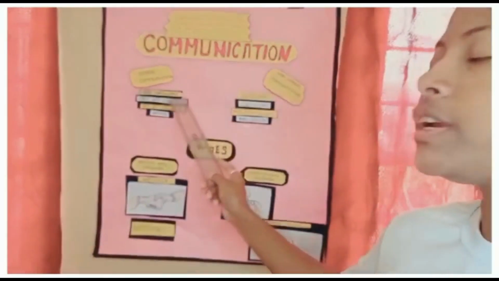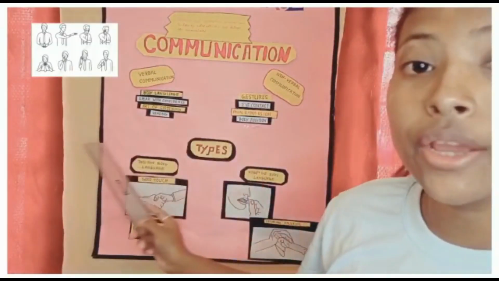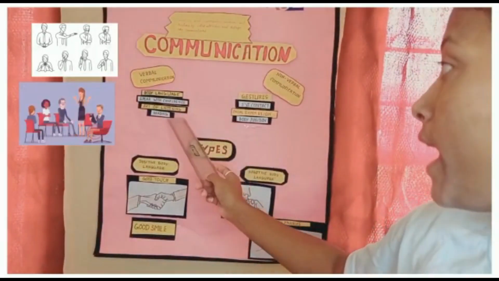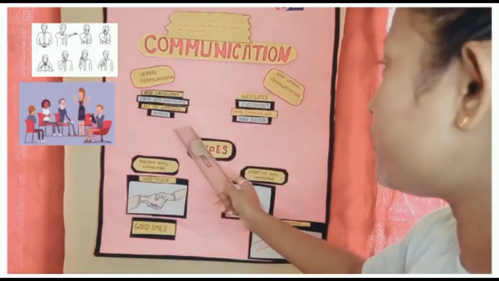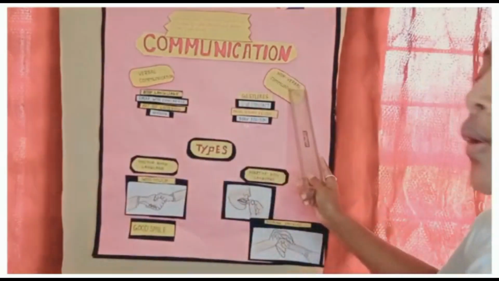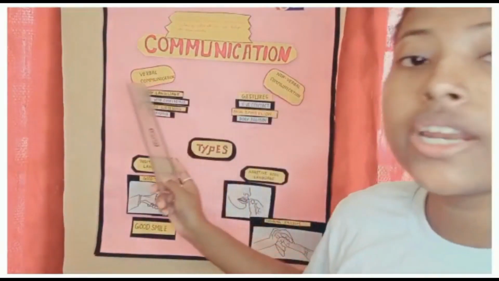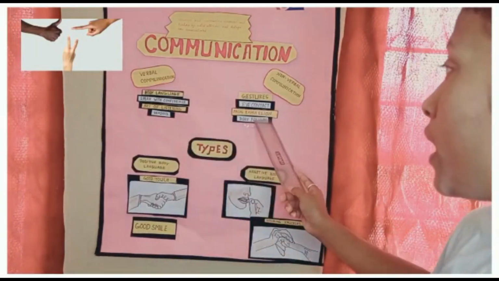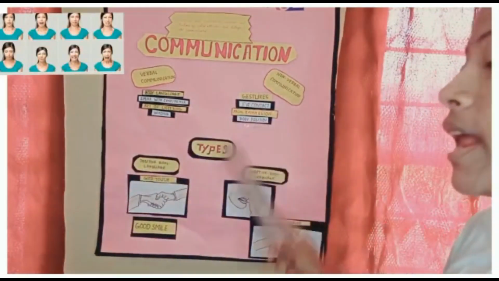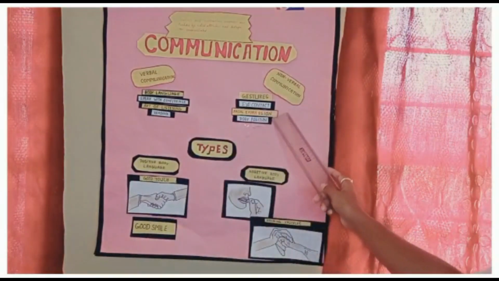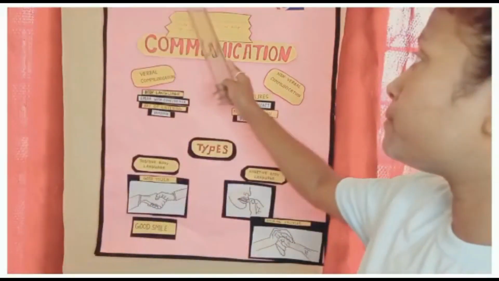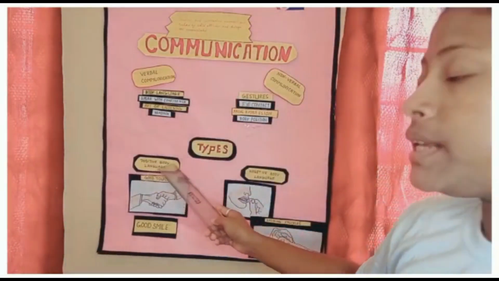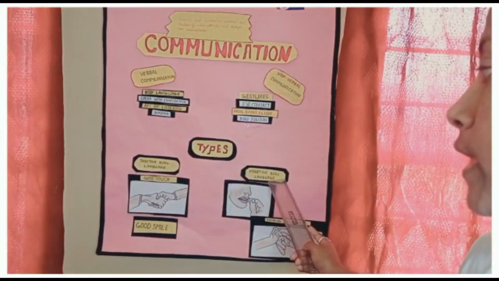Examples of verbal communication are speaking with confidence, the art of listening, and reading. Examples of non-verbal communication are gestures, eye contact, facial expression and body position. So there are two types of body language: positive body language and negative body language.